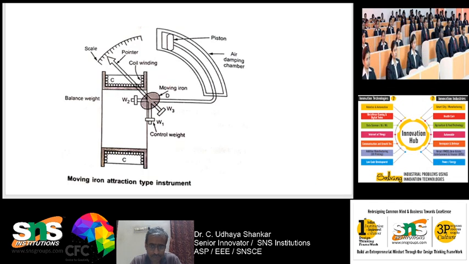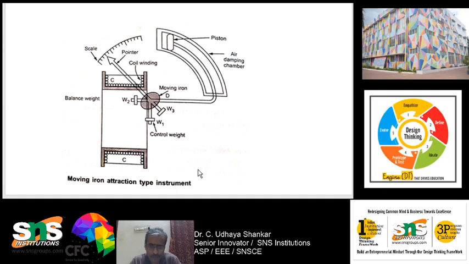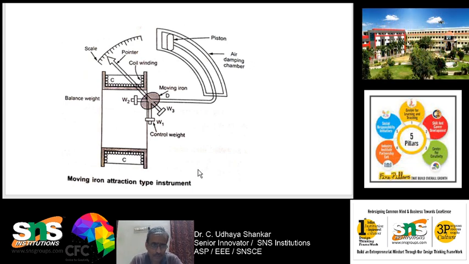This is how it looks. There will be a big black box covering it. If you open the black box, the screws and nuts and everything, inside you will have something like this. All your MI instruments will look something like this. So, how does it work?